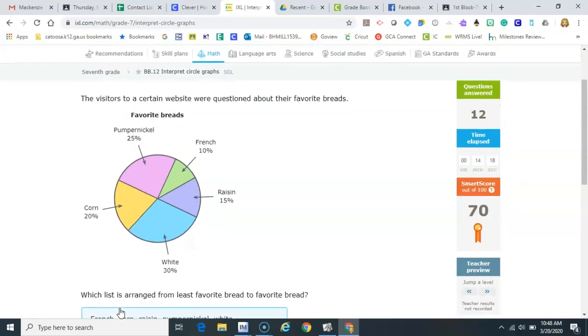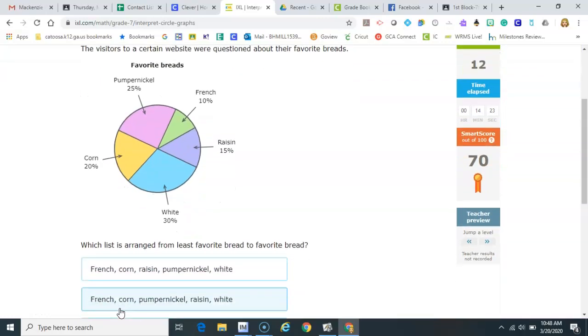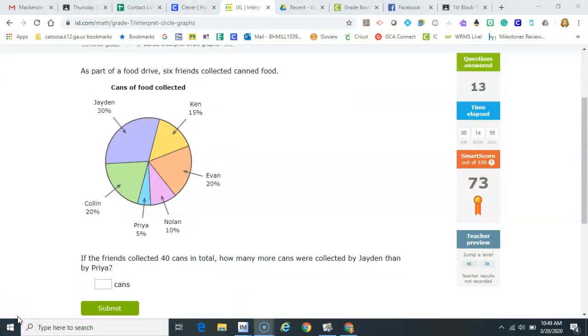The visitors to a certain website were questioned about their favorite breads, which, I'm not going to do that one. So I think this may be the last one of a different kind in this section. So let's look at it.